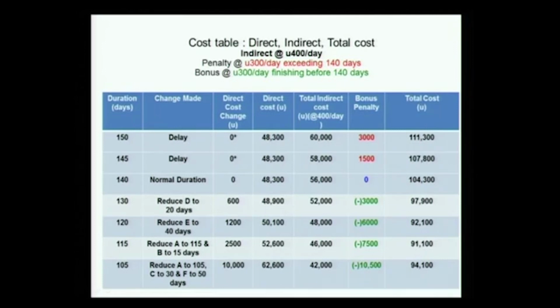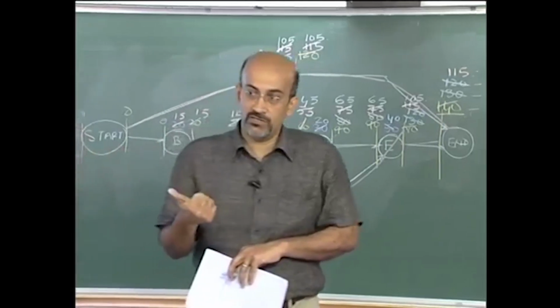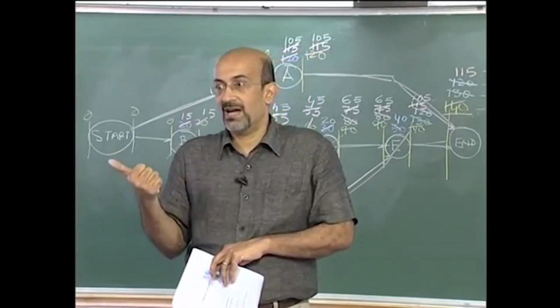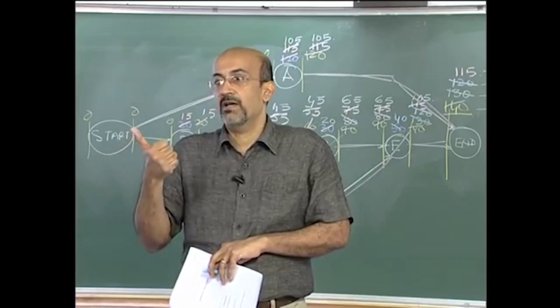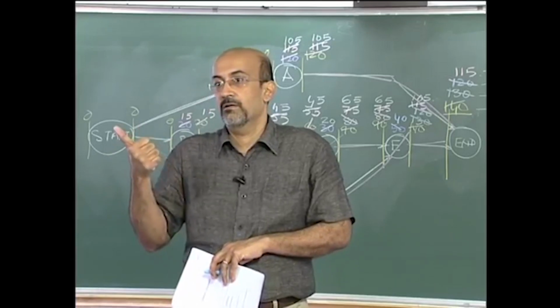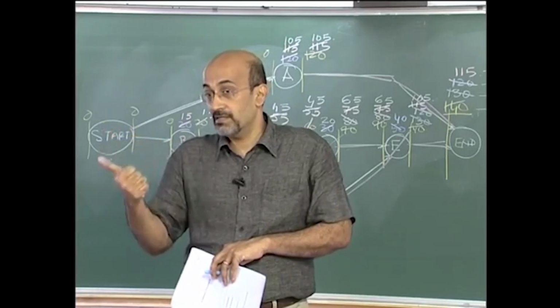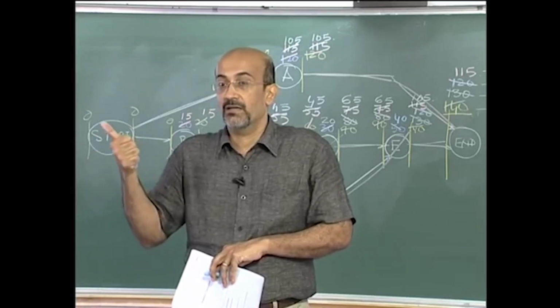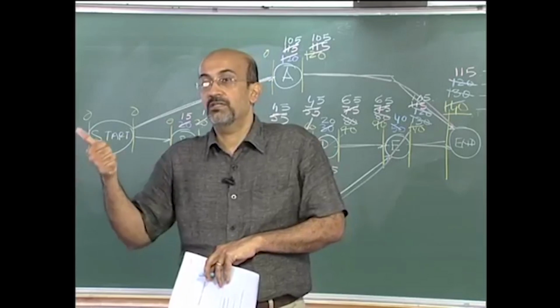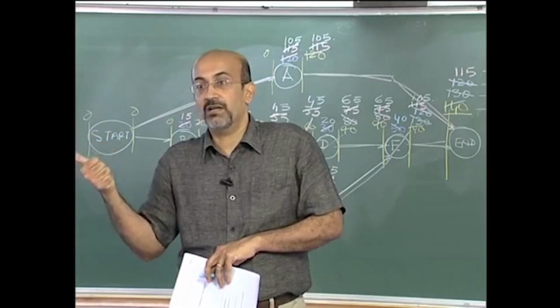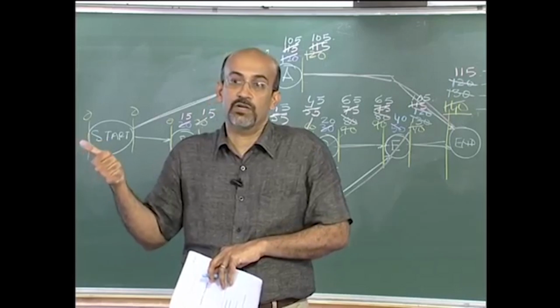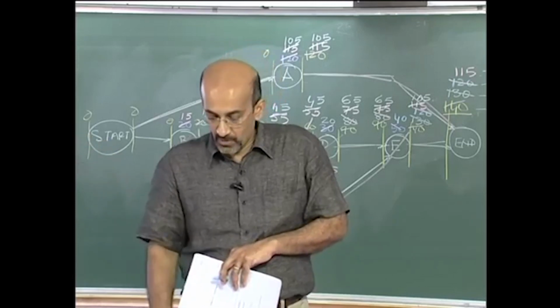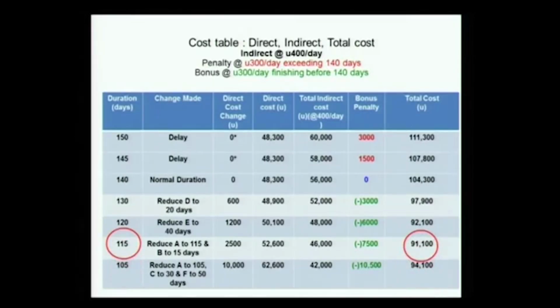Yes. So now I have to take three factors into account: increasing direct cost, which depends on the activity I crash; increasing bonus, which depends on the bonus rate; and decreasing indirect cost, which decreases at the daily rate of the indirect cost with project duration. If I take all these three into account, this is the minimum value.